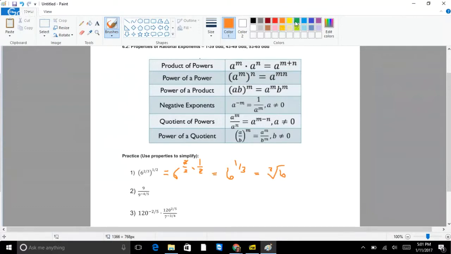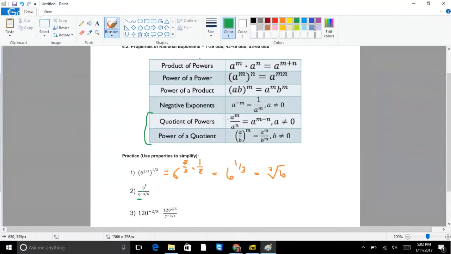And number 2, we have 9 divided by 9 to the negative 4/5 power. So I have a fraction bar, so I know I'm going to use something with quotient, right? I have the same base. They're both a base of 9. And anything that doesn't have an exponent, so this 9 doesn't have an exponent, we can assume that it has an exponent of 1, right? Because 9 to the first power is just 9.